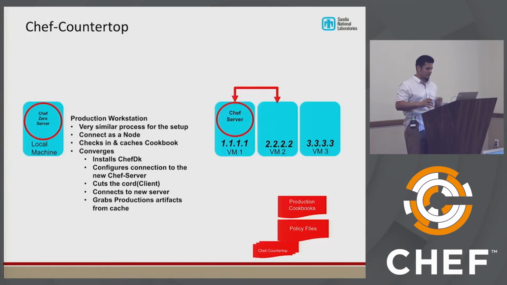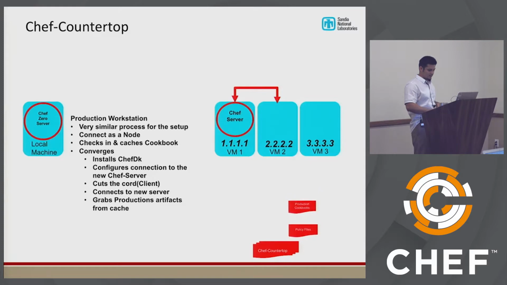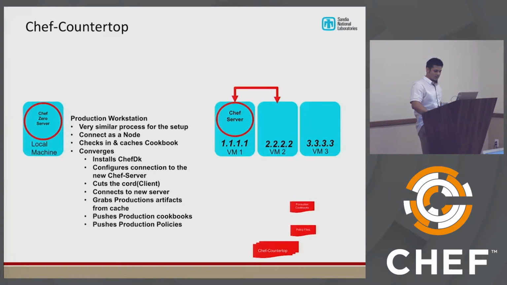So policy files, it's a really easy way to dictate the run list for your machines. So it's basically, instead of using roles like you normally would when you're setting up your org, you can use policy files, and that way you can push those to a repo, and you can version your policy files now. So it takes your policy files and your production cookbooks, and it'll push them to your new Chef server. So now they exist, and now you can actually use them in your org.